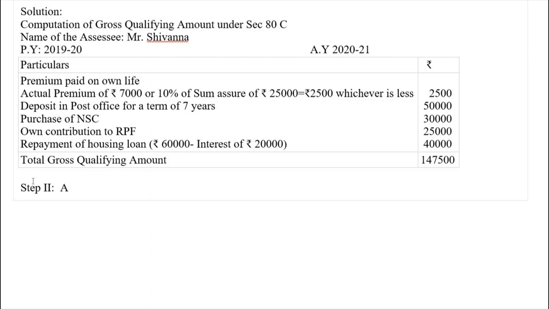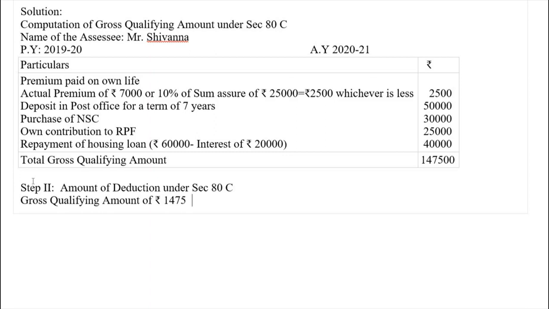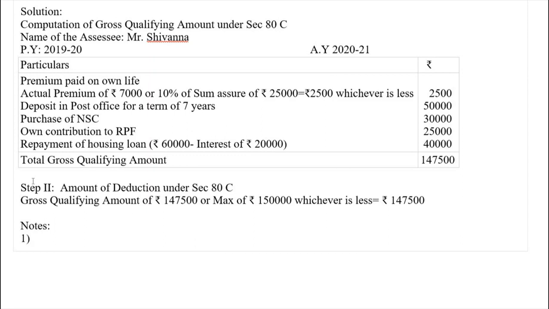That is the amount of deduction under section 80C: gross qualifying amount of rupees 1,47,500 or maximum of rupees 1,50,000, whichever is less, that's equal to rupees 1,47,500.